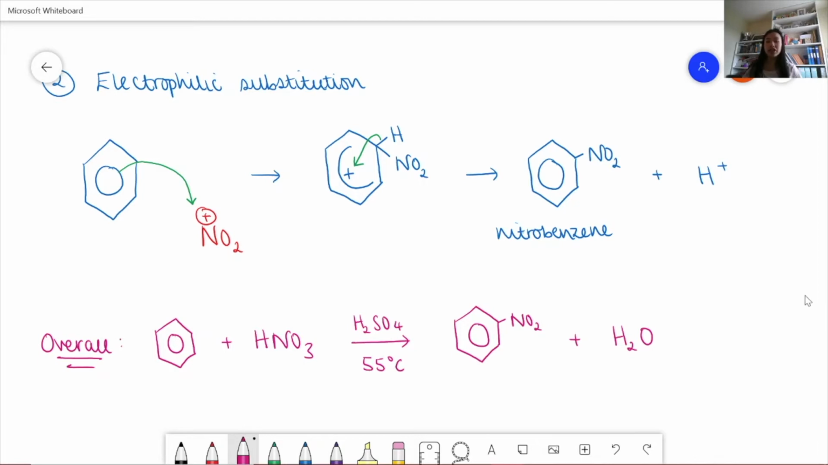And nitration is quite important because it's the first step in the production of explosives. And it's also important in the first step in making amines, which are used to make industrial dyes.